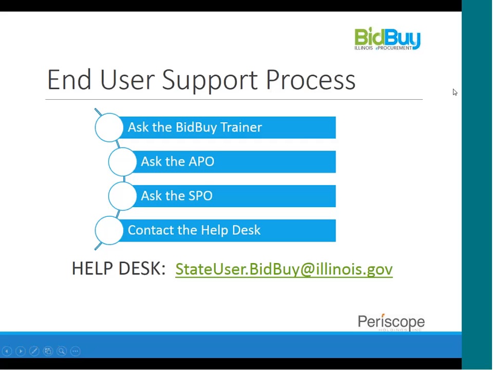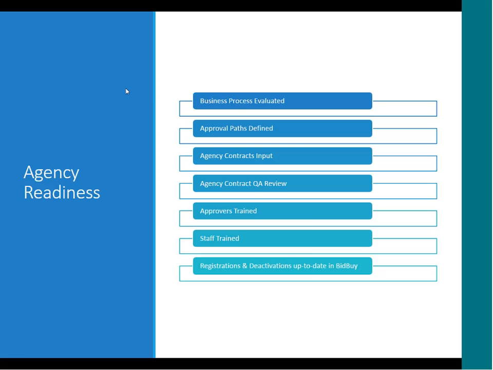Okay, end user support process remains the same. Everything is working really well. We still occasionally have end users contacting us directly, and when that happens, we just add on the APO, the SPO, and make sure that everyone is a part of that conversation. But here is that information in terms of the process to use when contacting the help desk.